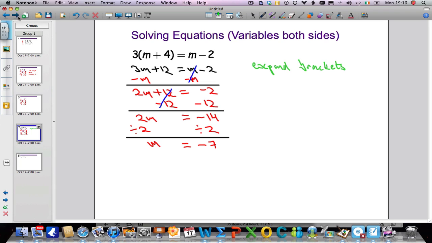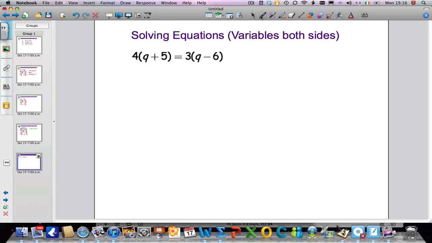And let's have a look at one more. Right, so we've got 4 times q plus 5 equals 3 times q minus 6. And once again, before we start, I'm going to expand the brackets. When we expand the brackets, we get 4 times q is 4q. 4 times 5 is 20, so it's 4q plus 20.